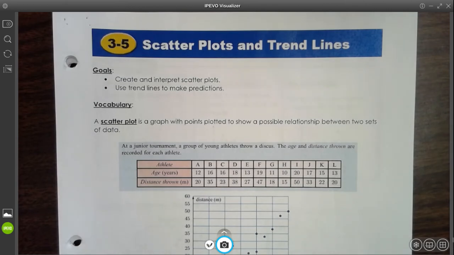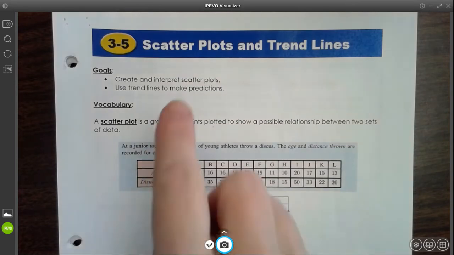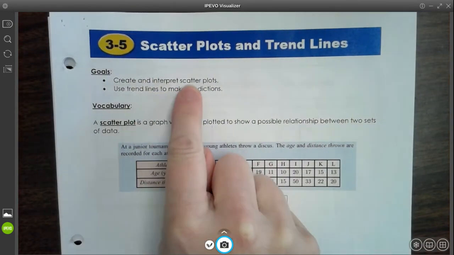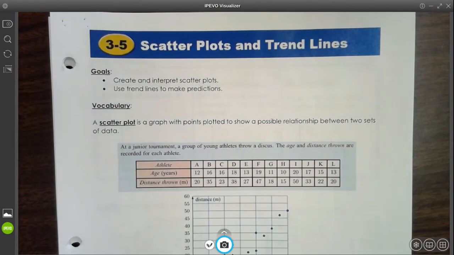All right, hello, this is section 3-5, scatter plots and trend lines. Today we're going to be able to create and interpret, which means talk about scatter plots, and we're going to be able to use trend lines to make predictions. Okay, so first of all, we need vocabulary.